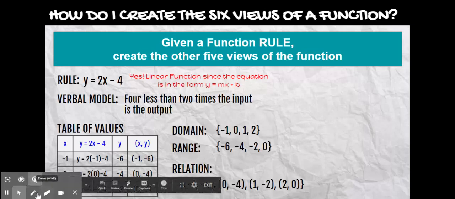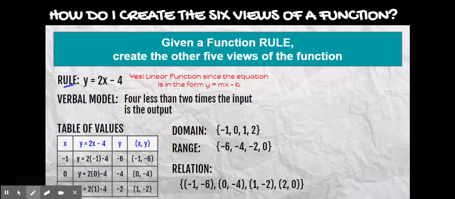So where do I go from here? Well, let's count. How many views do I have? I have 1, which was the rule, which is given. Verbal model is 2. Table of values is 3. My domain and range is 4. My relation is 5. I got 1 more. Does anybody know which one's missing?